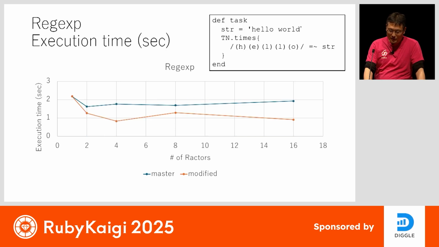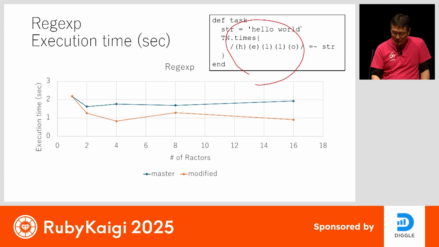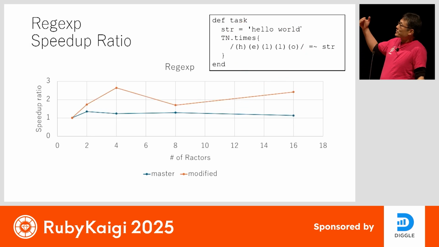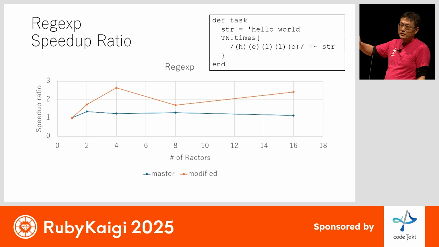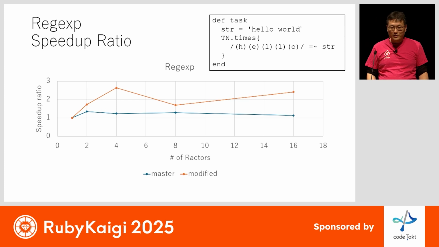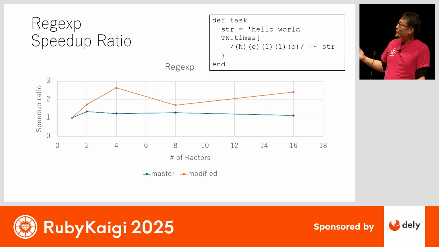Here is a benchmark running simple regular expression matching, and it also shows good performance compared with the master one. This shows the speed up ratio, and the orange one is the modified version. Higher is better, and our local GC shows better performance than the current one. It includes the regular expression execution time, so it is not as good as the last two examples, but it still has good performance compared with the current one.